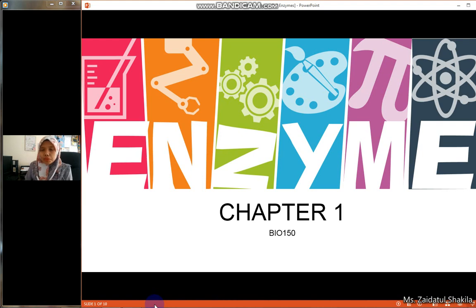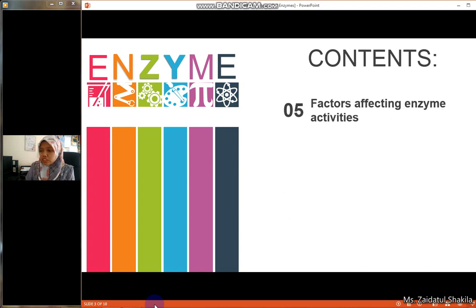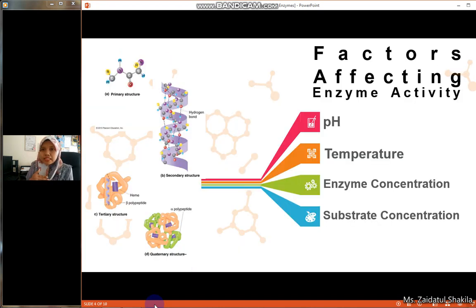So now let's continue. During my previous video, we already talked about numbers 1, 2, 3 and 4. Now let's move on to number 5, which is factors affecting enzyme activity. There are a few factors that affect how enzymes work. Some of the factors may cause a reduced reaction because of the change in the structure.